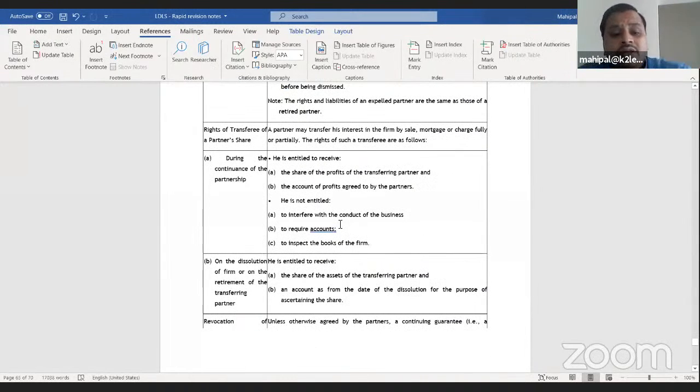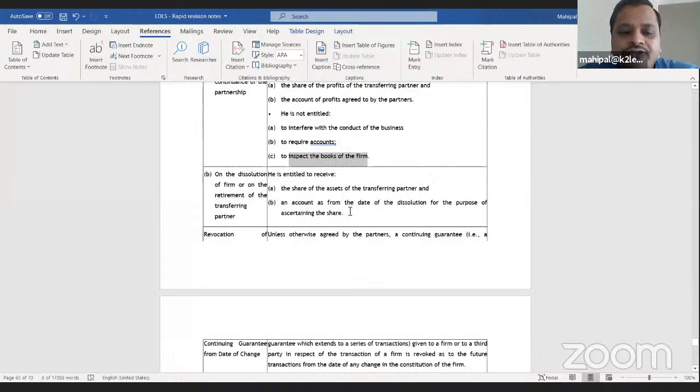Now, what are the rights during the continuation of partnership? He is entitled to share the profits, account the profit, take part in the conduct of the business, require the accounts and inspect the books of the firm. On dissolution of the firm, the retiring partner can transfer the rights, the share of assets of the transferring partner, and on account as from the date of dissolution for the purpose of ascertaining the share.